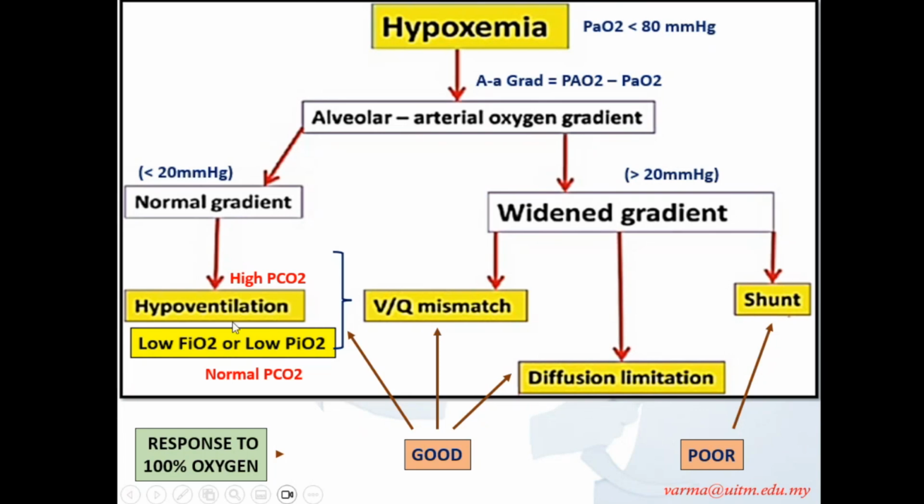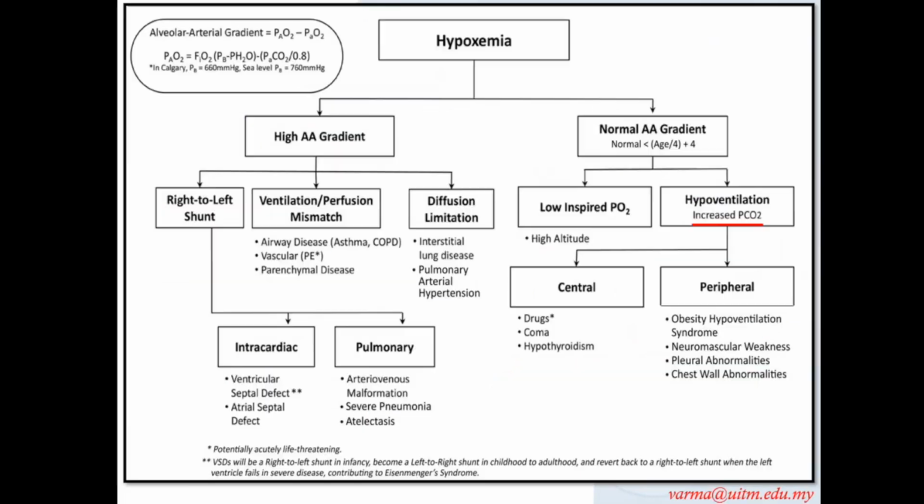And between the normal gradient causes, hypoventilation and low FiO2, you look at the PCO2 to divide. Between VQ mismatch and diffusion limitation, it's all about patient presentation and underlying symptoms and everything. We have to relate it with other clinical pictures.